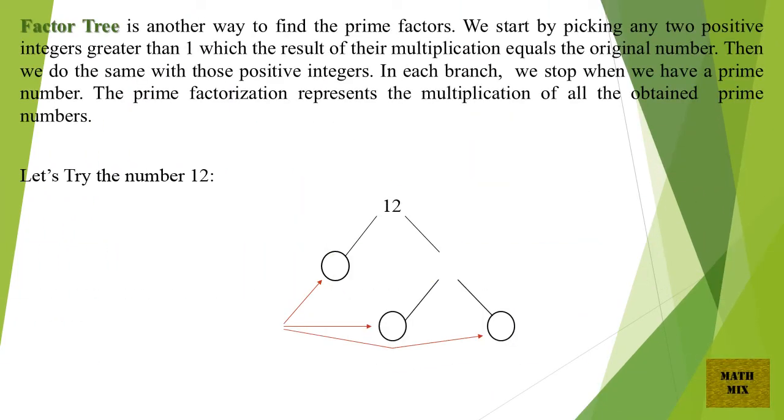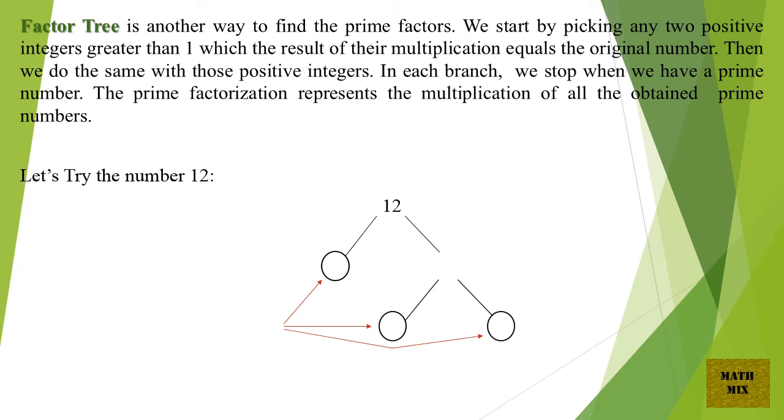Factor tree is another way to find the prime factors. We start by picking any two positive integers greater than 1, which the result of their multiplication equals the original number. Then we do the same with those positive integers. In each branch, we stop when we have a prime number. The prime factorization represents the multiplication of all the obtained prime numbers.